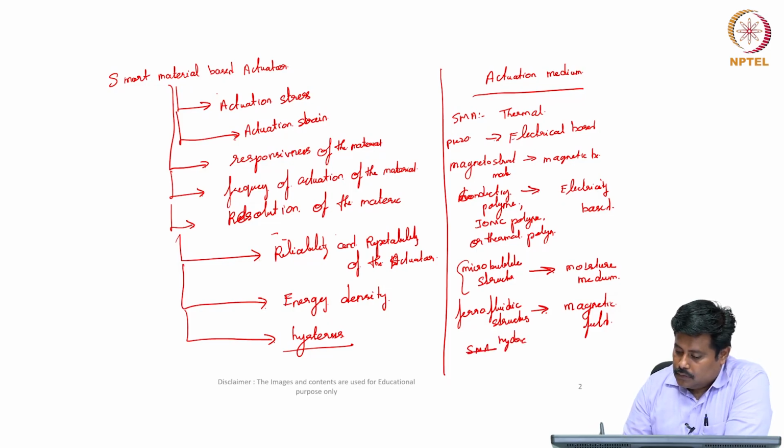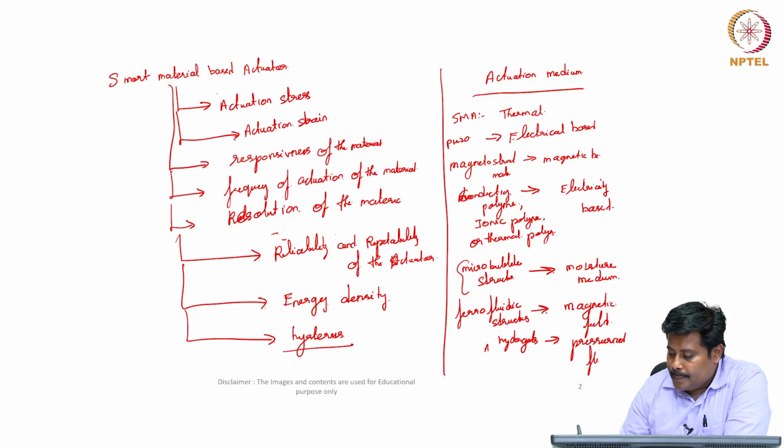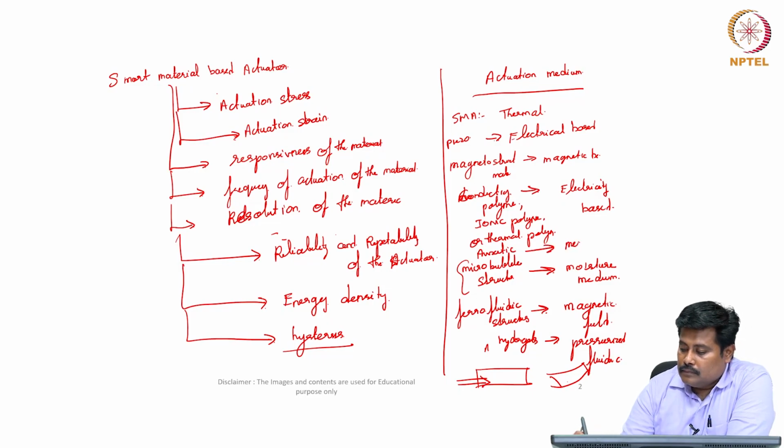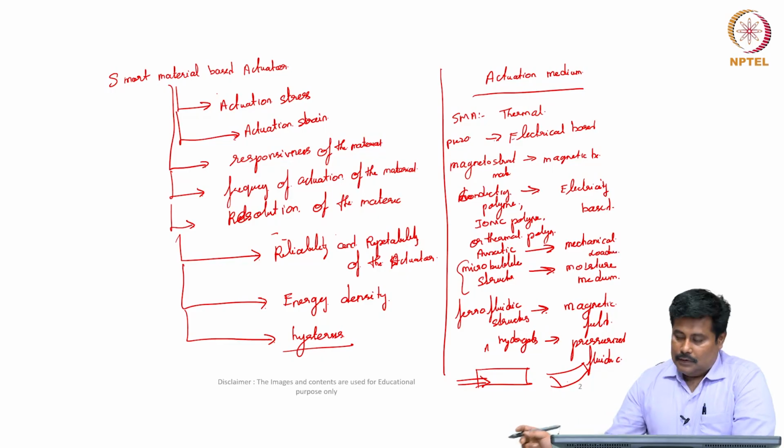And then we have hydrogels, which are actuated using a pressurized fluid. Ideally hydrogels will have a structure through which, when we try to inject it, it tries to create an impact. And then we have an auxetic structure. Mechanical loading is considered to be one of the key elements of this auxetic structure.